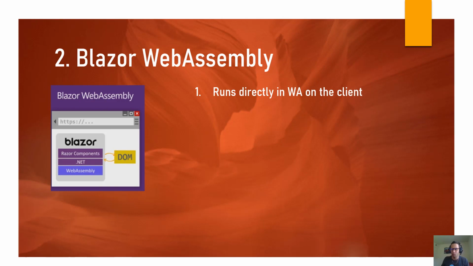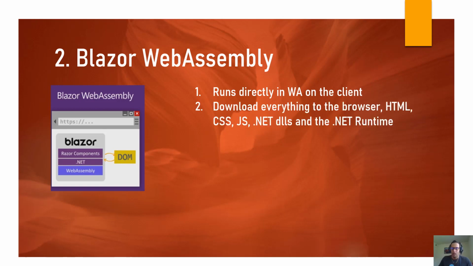That is the one that we have more apps on production. So Blazor WebAssembly. We have WebAssembly on the browser and we have Blazor WebAssembly, and in this hosting model, the application is running directly on WebAssembly on the client. So there are things we have to think about. The application needs to download everything to the browser.